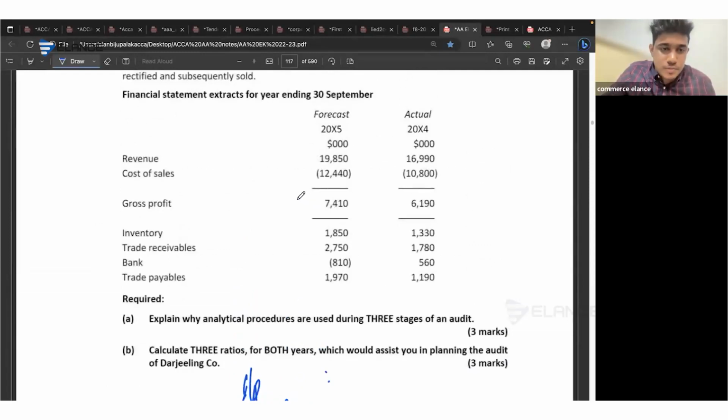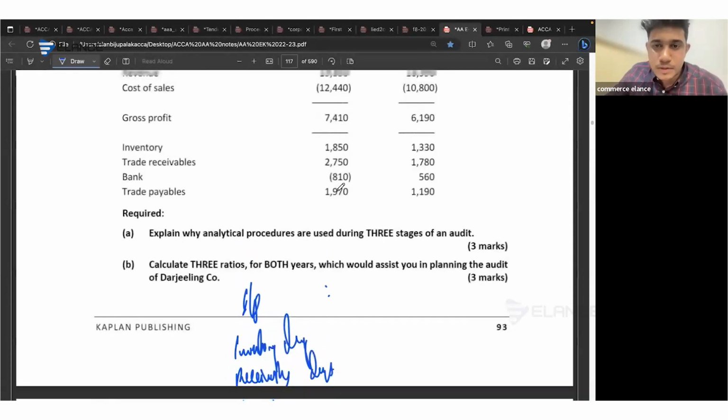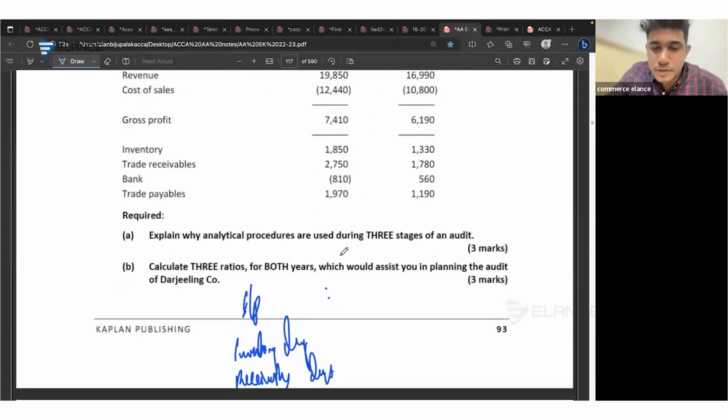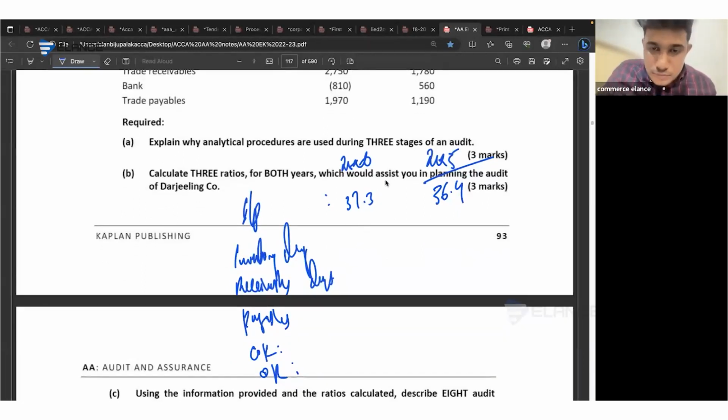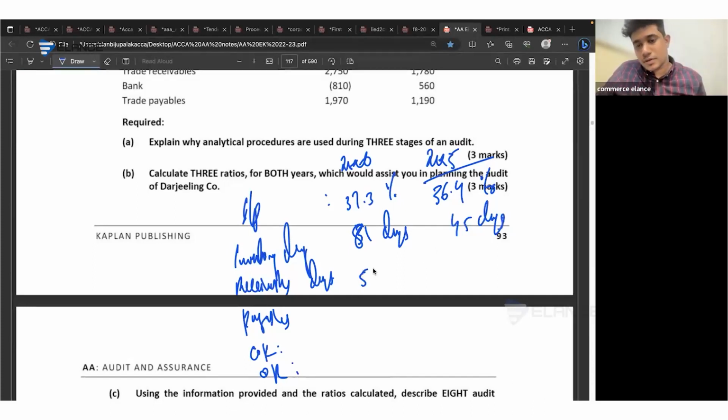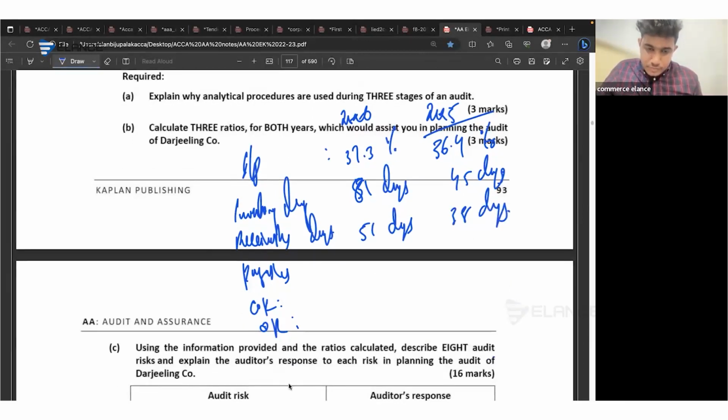Yeah. So what will be the company's gross profit margin? What percentage in the current year, and what percentage in the previous year? 37.3 current year. What about the previous year? 36.4. Then what about the inventory days? 81 days. Okay, 81 days. Previous year? 45. Okay. Receivables days? 51. Okay. Previous year? 38. Payables days? Current year? 58 days. Previous year?